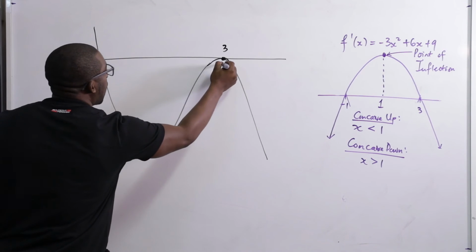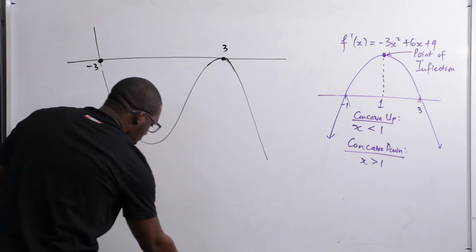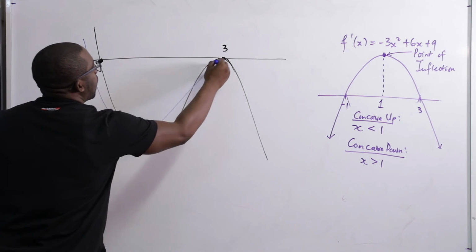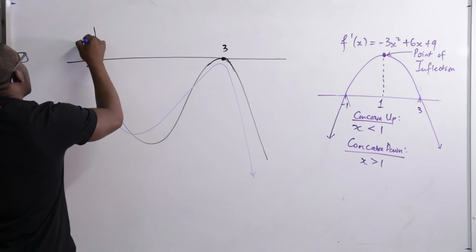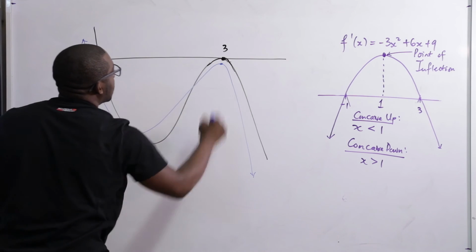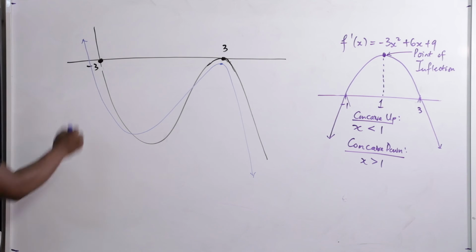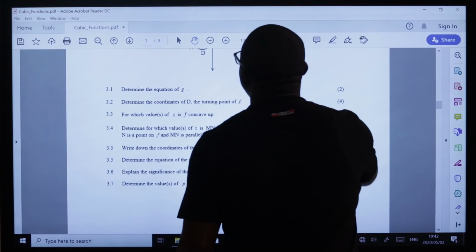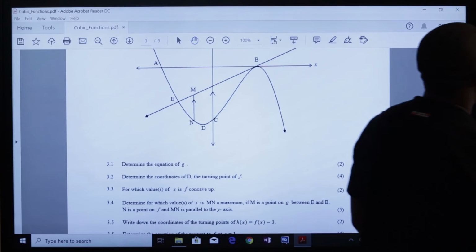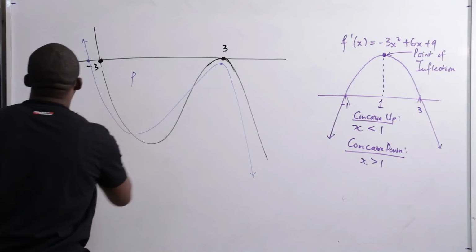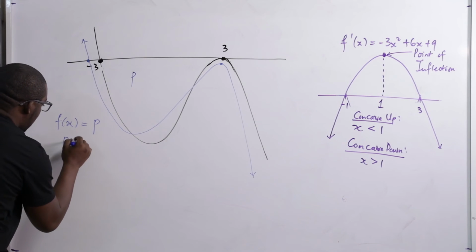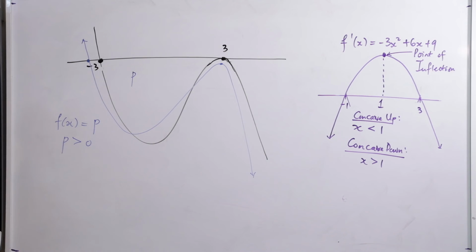As soon as you shift the graph down slightly, you're going to have a scenario whereby the function now has distinctly one real root, this one only. It no longer has the other, since it was sitting on the x-axis. So if f of x is equal to p, and p is strictly greater than 0, then the function has exactly one real root.